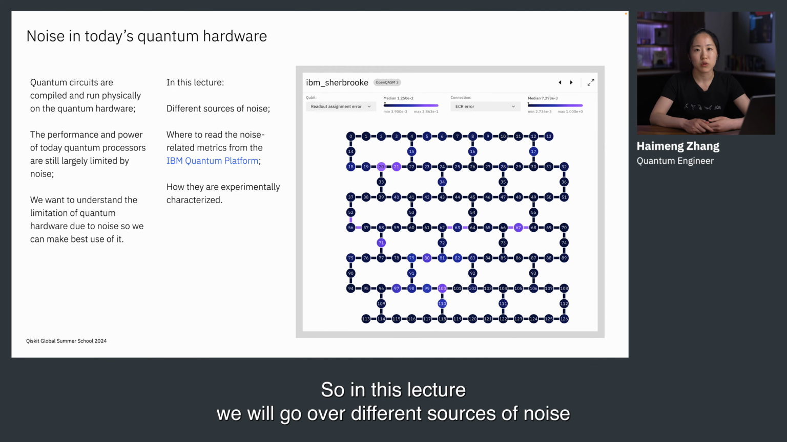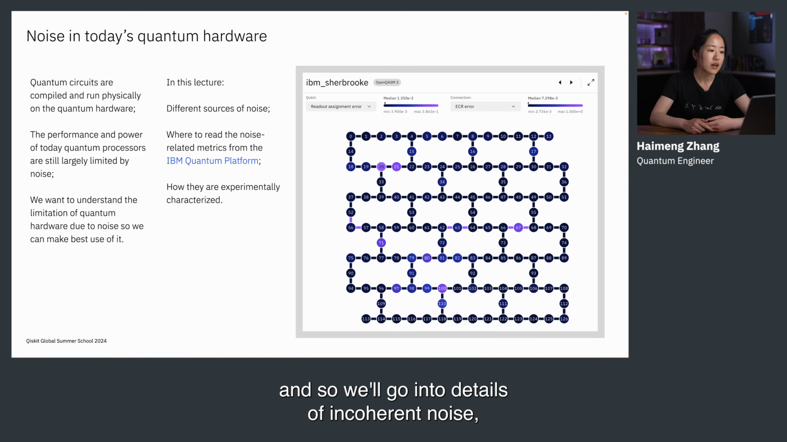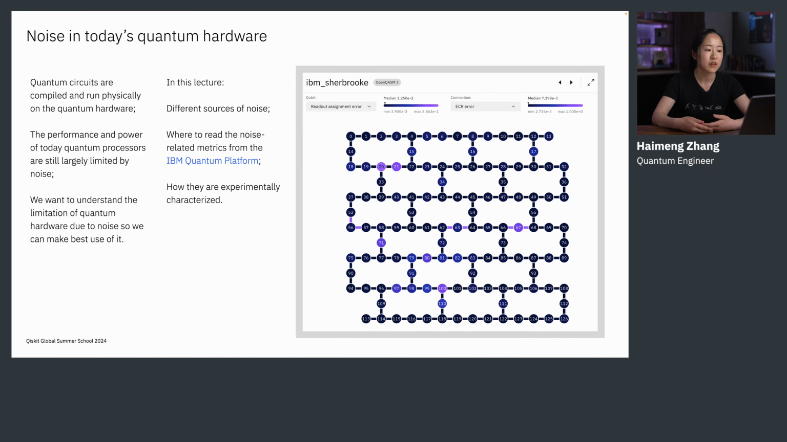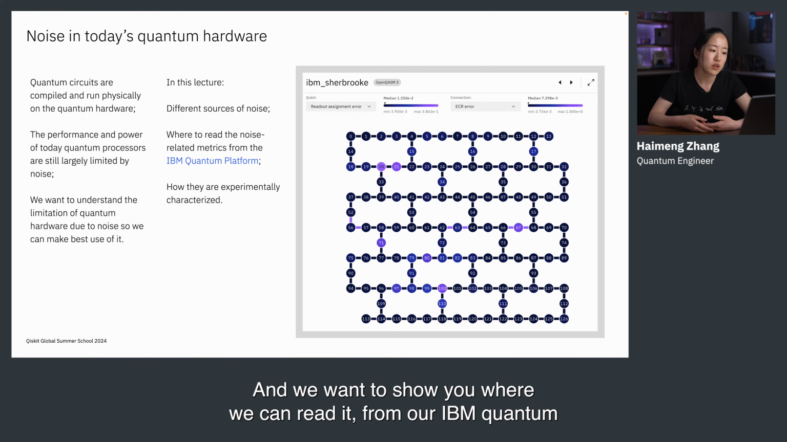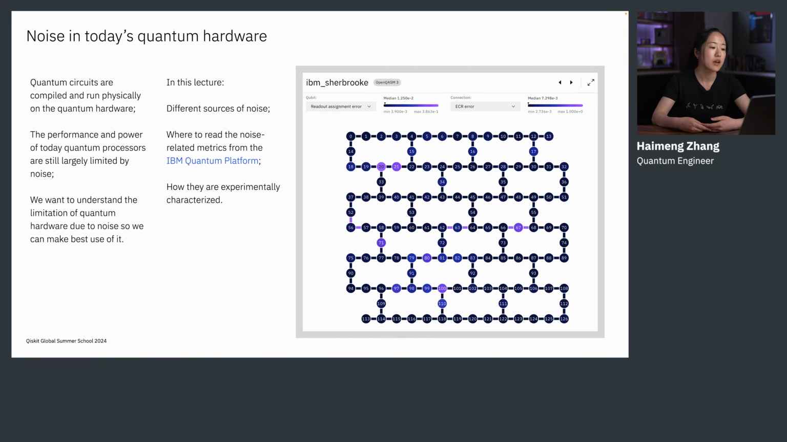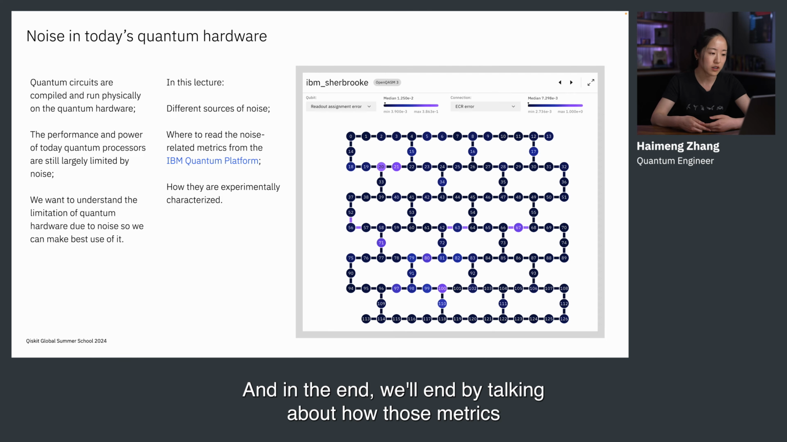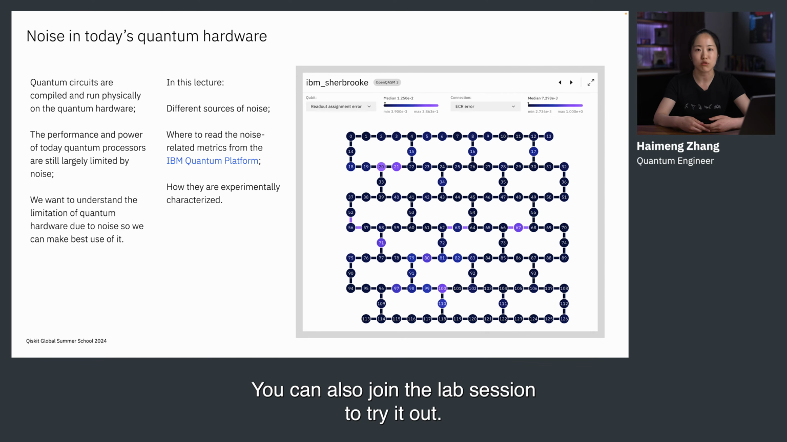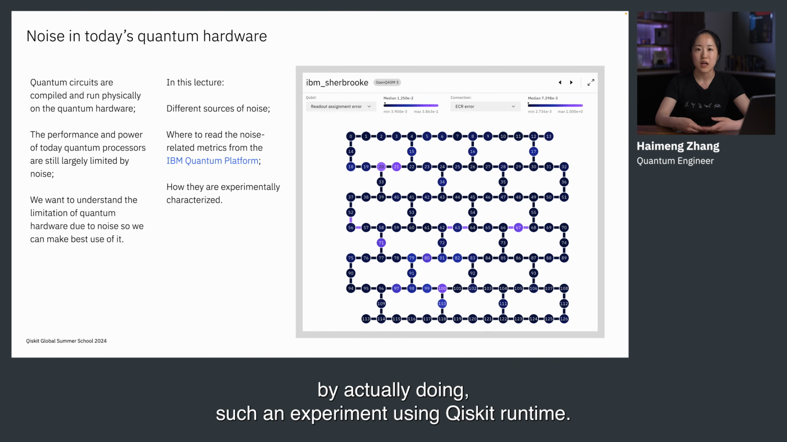In this lecture, we will go over different sources of noise, and we'll go into details of incoherent noise, coherent noise, and state preparation and measurement noise. We want to show you where you can read it from our IBM Quantum platform, where we report those noise-related metrics on a daily basis. In the end, we'll talk about how those metrics are experimentally characterized. Following this lecture, you can also join the lab session to try it out by actually doing such an experiment using Qiskit Runtime.